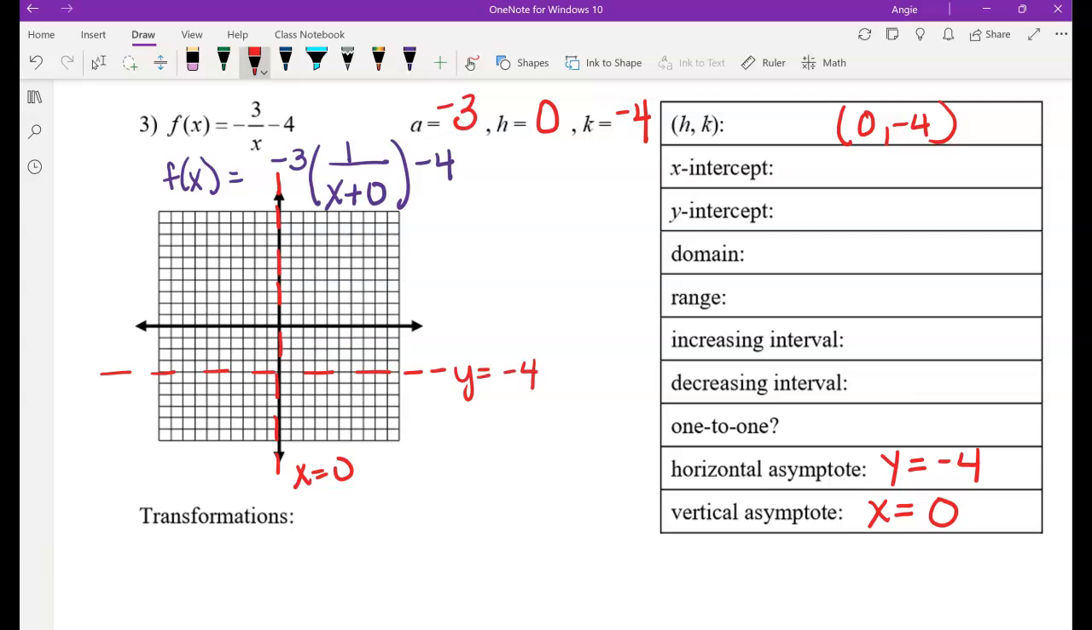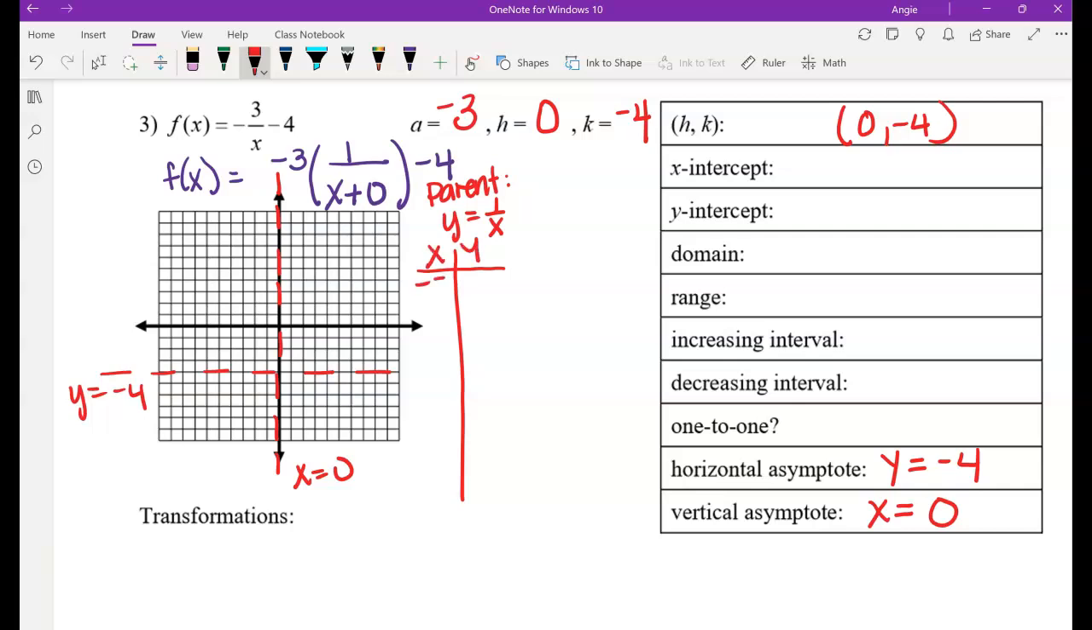All right. So let's make your parent table. You know what? Let me write this over here. Y equals negative 4. Your parent equation is y equals 1 over x. You will be asked what the parent equation is, so make sure we are very familiar with this.